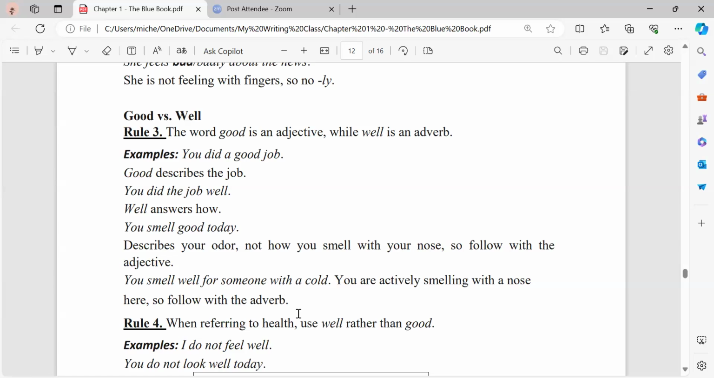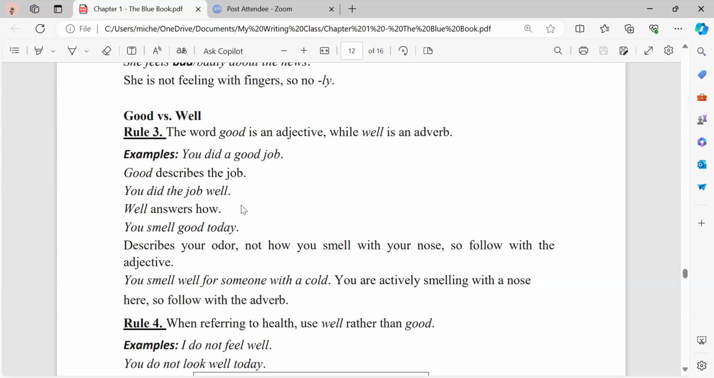So technically, adverb and adjective mean describing something. Okay, so how should I put this? So good goes here, and it describes the job, a noun, not a verb. Sorry, I mean it describes a noun, then it is an adjective. We could not say you did a well job. That would sound really weird. But you did the job well. Now, well right here describes how you did the job.